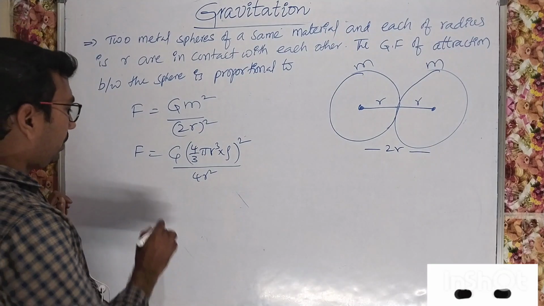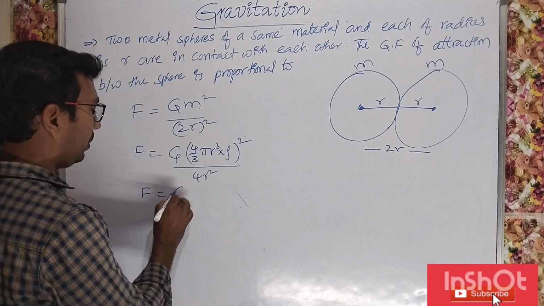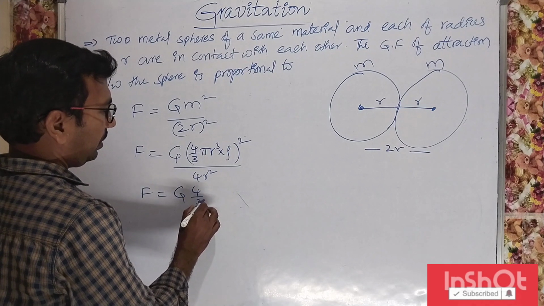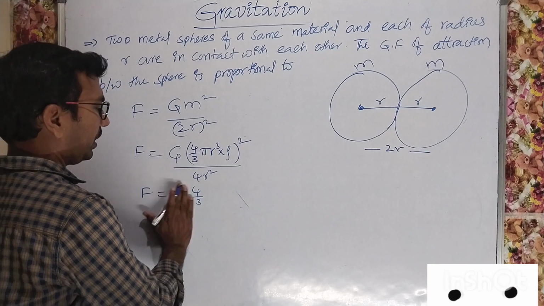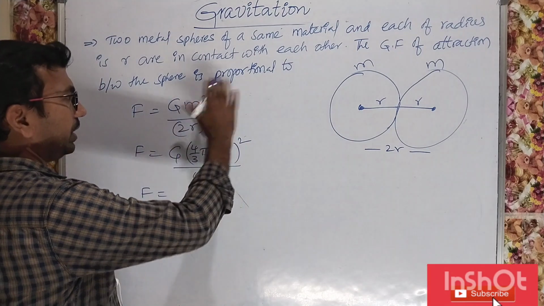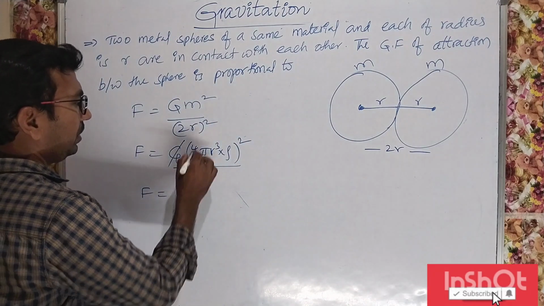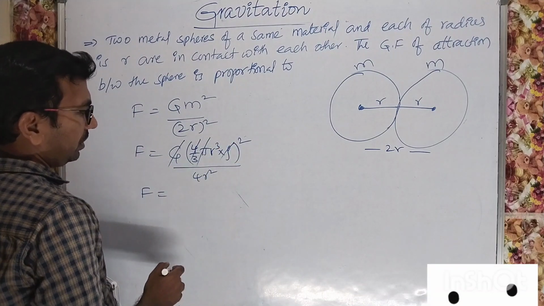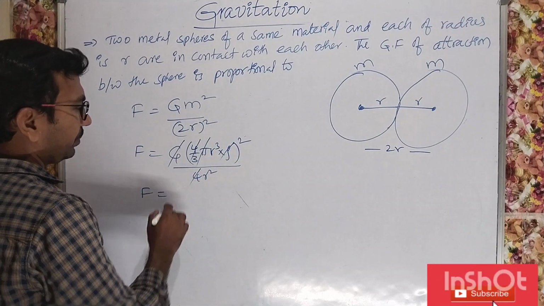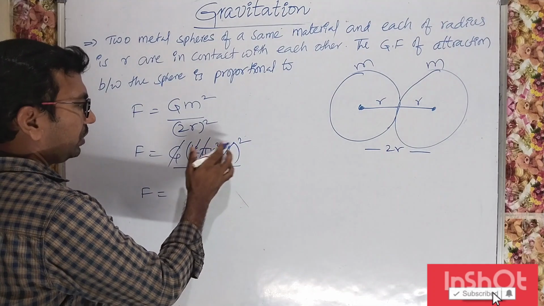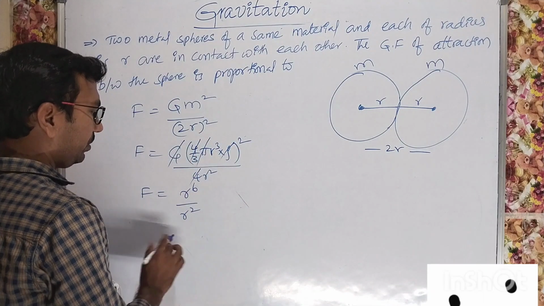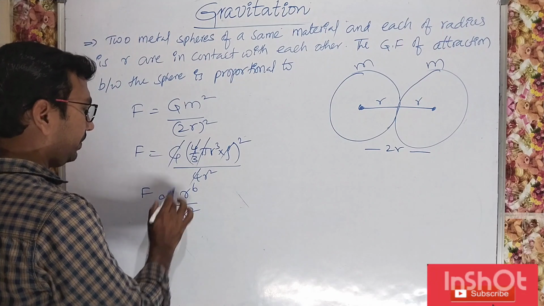So we can write this one. F is equal to capital G into 4 by 3 pi r cube. Suppose you cancel the constants first. Here G is constant, 4 by 3 is constant, pi is constant, and rho is constant. This 4 is also constant. So remaining 2 3 is 6, r to the power of 6 by r to the power of 2.